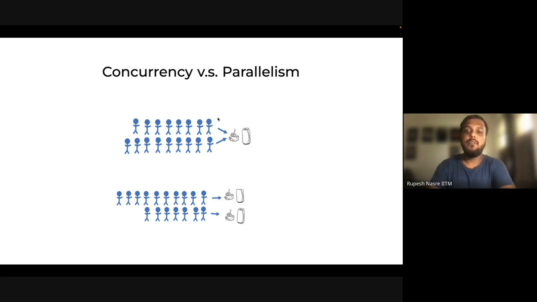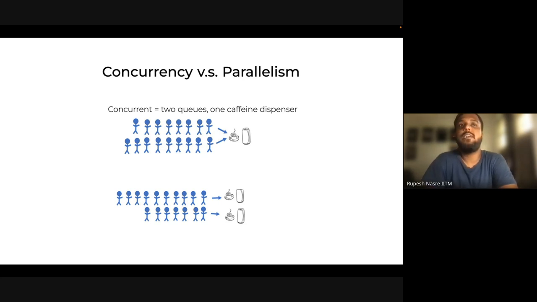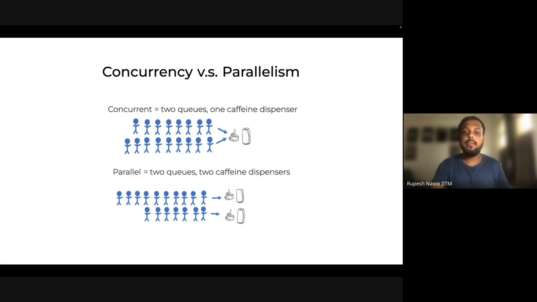So what's happening in the first one? In the first one, we have two queues and one coffee dispenser. We can think of these two queues of people as two tasks, which are executed by a single coffee dispenser, right? And in the second one, we can think of two queues as two tasks, but we have two coffee dispensers, right?